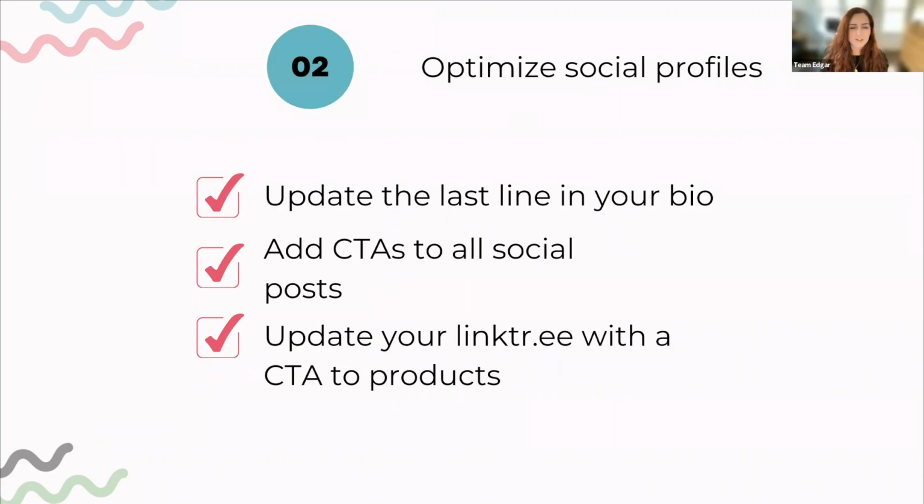Next, you want to optimize your social media profile. So what I mean by this, and I'll show you in the next slide, you're going to want to update the last line in your bio to talk about your sale. You want to add some CTAs to all of your social posts. And then you also want to update your link tree with the CTA to products. I highly recommend a link tree if you don't have it. We have one, it's free.